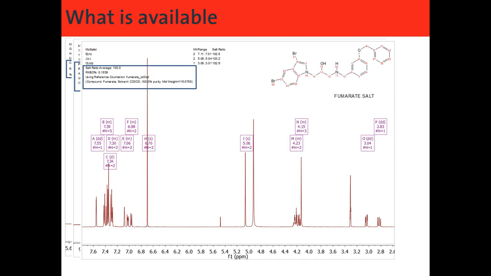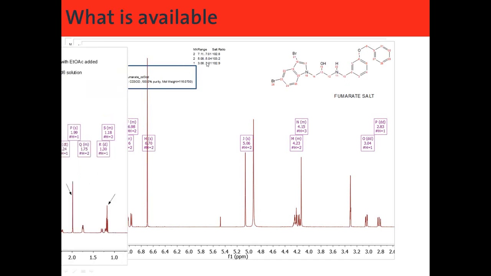So what we do in this instance is look at the area of the fumarate peak, which is this one here at 6.7, and compare that with areas of peaks from the compound, and we come up with a salt ratio average, which is a percentage in this case. So it's saying that it's 1:1 basically in this instance, as it happens. And again, we have a bit of information there as to which peaks were used to determine that.